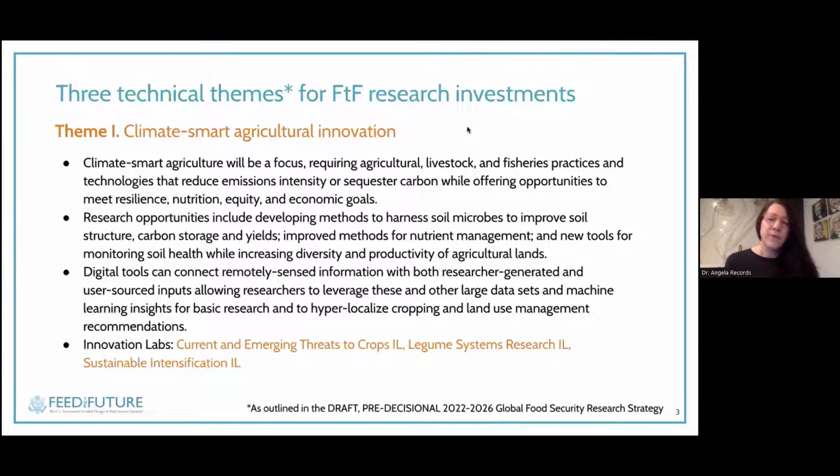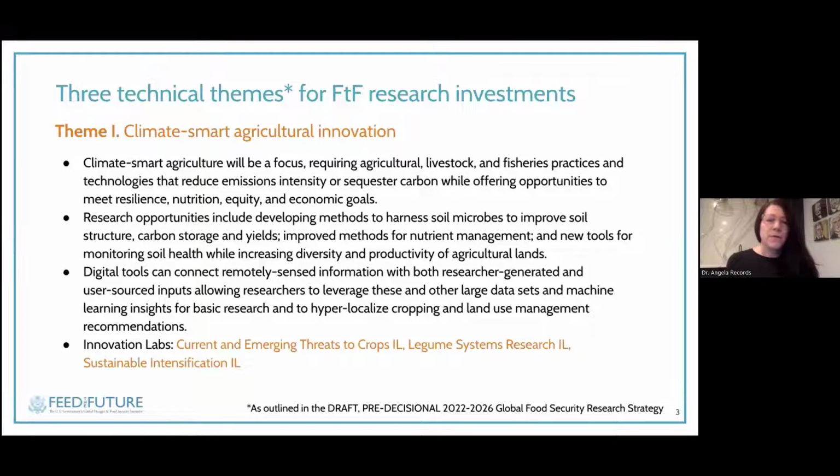And so I just thought I'd give you a bit of a preview of the forthcoming global food security research strategy, because in this document that'll be coming out very soon, we highlight three themes of research activities that the Feed the Future program will continue to invest in or begin to invest in going forward. So just broadly speaking, the first theme is around climate smart agricultural innovation. And as David very eloquently explained earlier today, climate change is such a critical challenge for all of us. And it's particularly challenging in the area of current and emerging threats to crops.